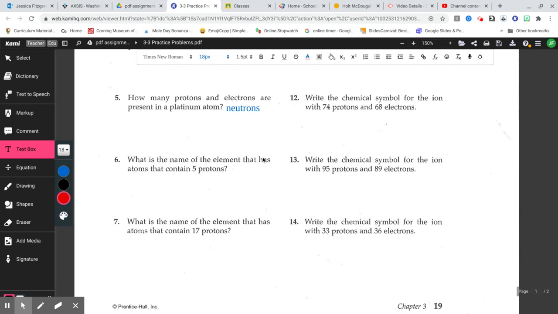Let's take a look at number 6. Number 6 says, what is the name of the element? And you can just write the element symbol. You don't have to write out the entire name. For the element that has 5 protons, go to your periodic table and find the element, because your proton number, your atomic number, will give you your element symbol. So boron, or B, has the atomic number 5.